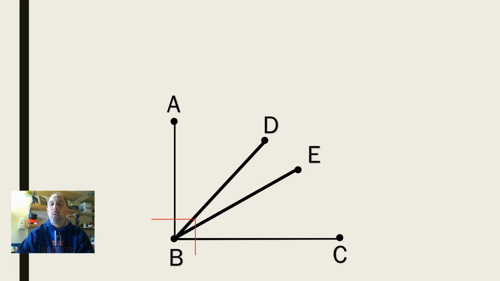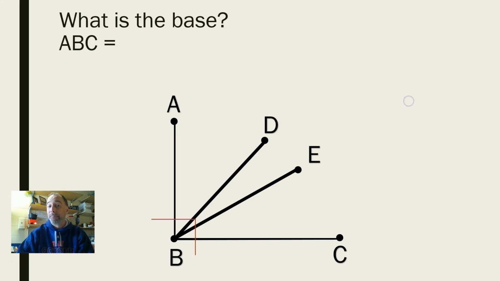So what if we do another one? Okay. What is my base here? Well, my base is ABC. And what does ABC measure? You guessed it, 90 degrees. And I know this because of the 90.